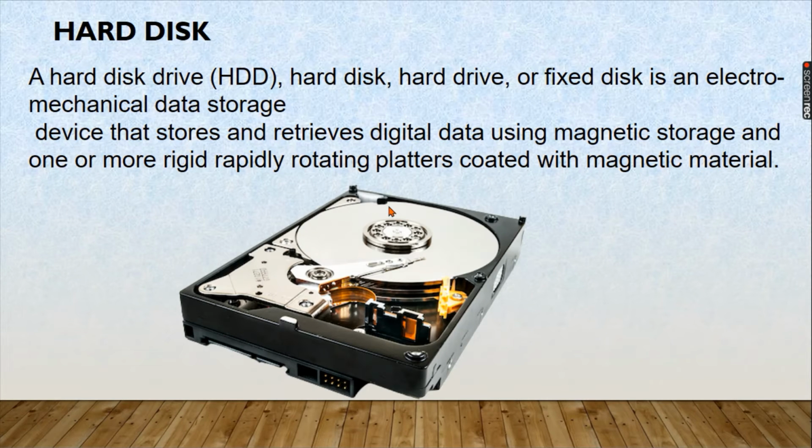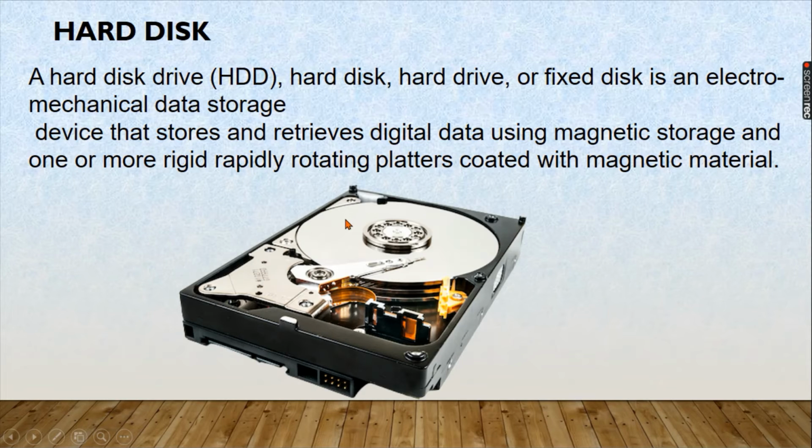Now the next magnetic disk is the hard disk, that is also called a fixed disk. A hard disk or hard drive or fixed disk is an electronic mechanical data storage device that stores and retrieves digital data using magnetic storage and one or more rigid rapidly rotating platters coated with magnetic material. As we have discussed, hard disk and floppy disk are both magnetic disks.